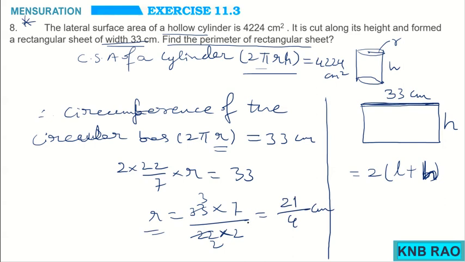The moment you got the radius, now using this 21 by 4 centimeter, by substituting it here, we can find the h. Let me take another slide.